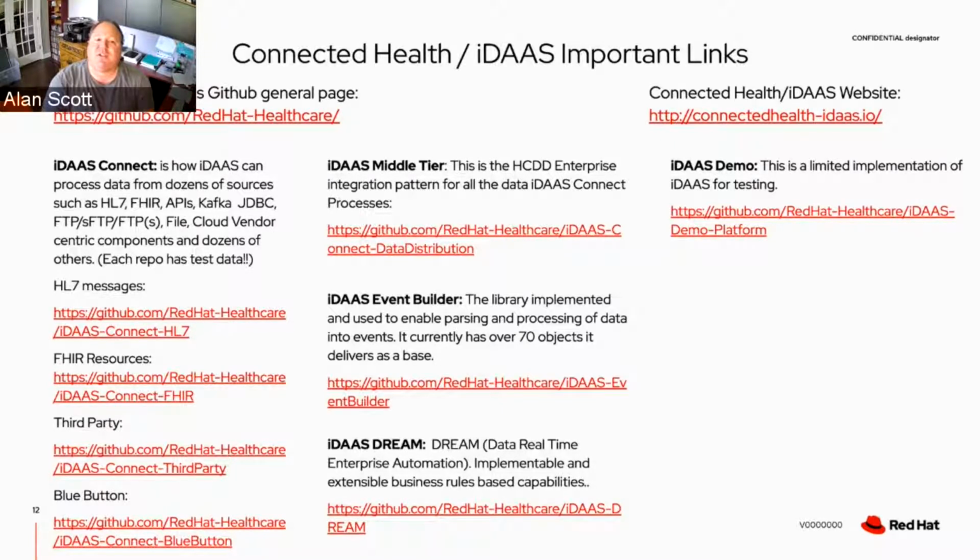There's also the notion of how do we do that event distribution that we've built in. And again, that's in that IDaaS Connect branding model called IDaaS Connect Data Distribution. You'll see Event Builder, which is in the center of your screen. That is where we do that reshaping that I continue to talk about. Then one of the things we're excited about that we're building with the Team 19 folks is what we've called DREAM, which is about data real-time enterprise automation or enablement.